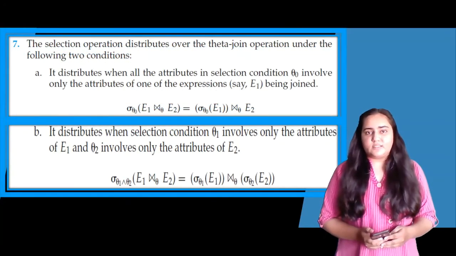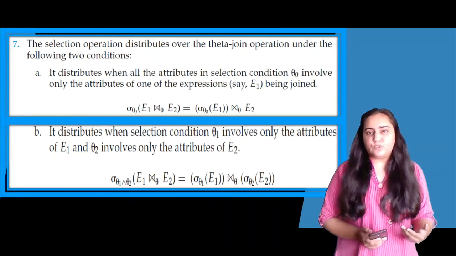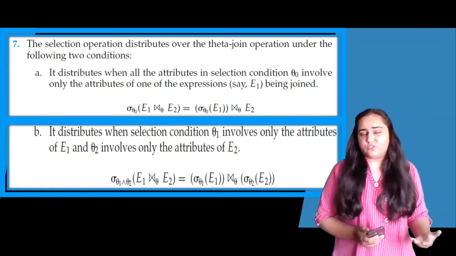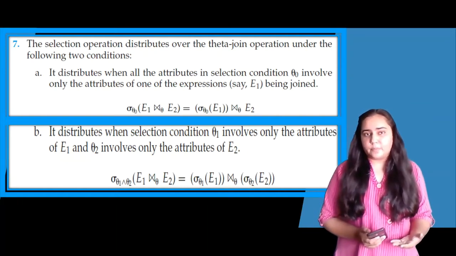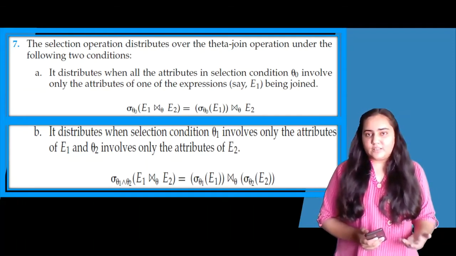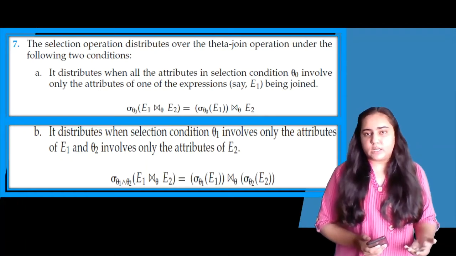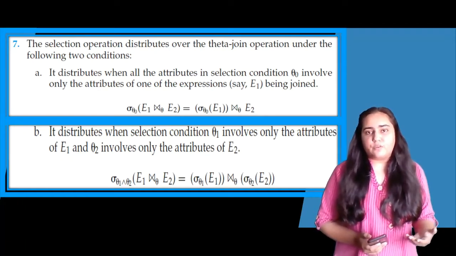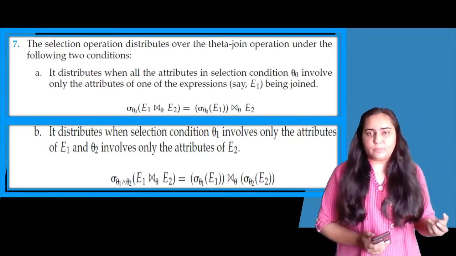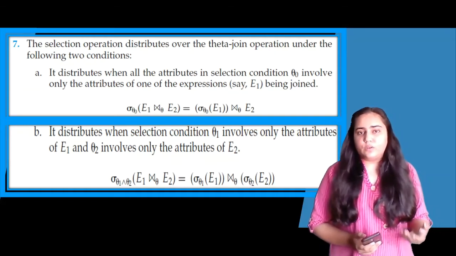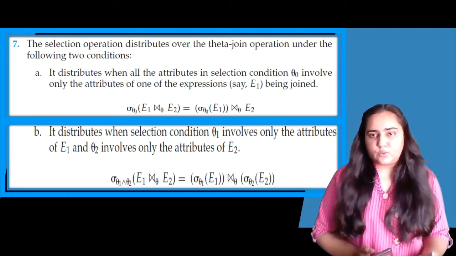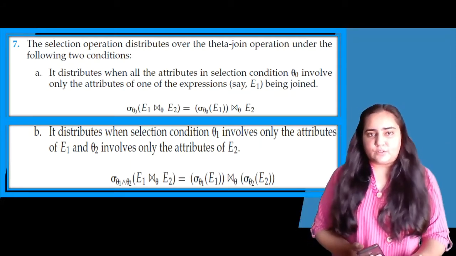The seventh rule says that the selection operation distributes over the theta join operation under the following two conditions. So this is the distributive property of sigma with theta. The first condition says that it distributes when all the attributes in the selection condition, that is theta, involve only the attributes of one of the expressions, say E1, being joined. So all the attributes which are present in the theta condition involve only the attributes present in one of the relations. And in this case, we can say that it is involving, say, E1's attributes.